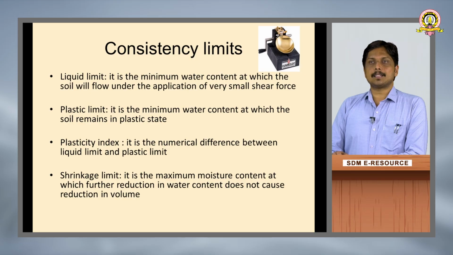Then again, the plastic limit is the minimum water content at which the soil remains in plastic state. Plasticity index is the numerical difference between the liquid limit and the plastic limit. We use liquid limit, plastic limit and plasticity index along with the grain size analysis data for classifying the soil in the HRB system of classification.